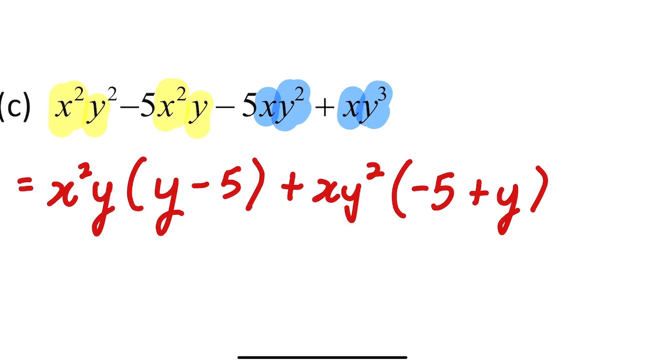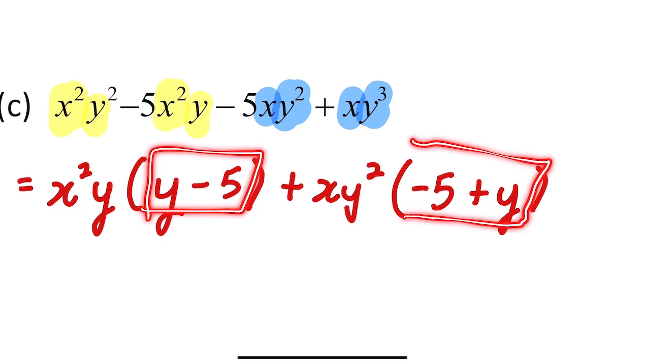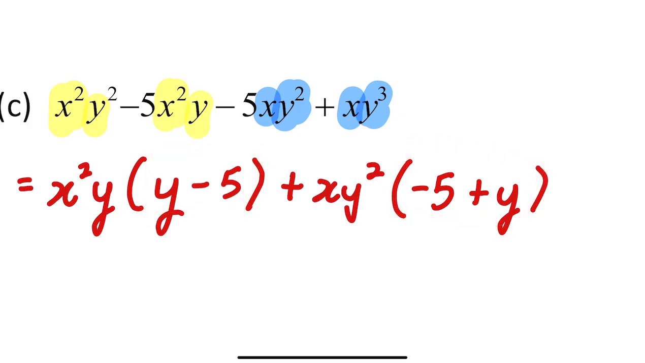Okay, then now I check again. These two terms are still different, but the signs are inverted. Wait, let me check again. y minus 5. Here is negative 5 plus y. Are they the same thing? So some of you that see this might get tricked. I did the same thing.